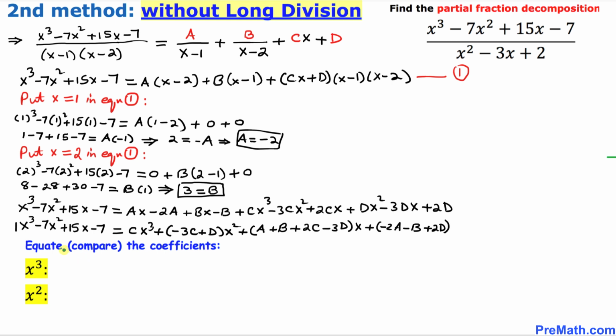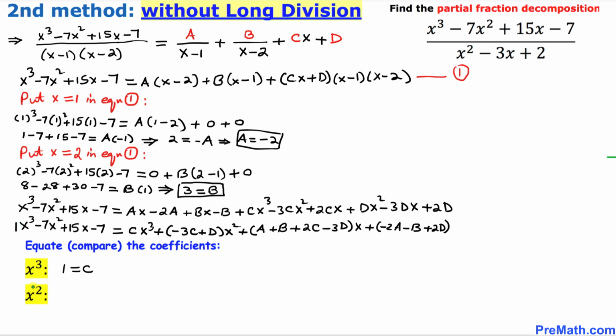And in this next step we are going to equate, or sometimes we call it compare, the coefficients on both sides of this equation above. So let's compare the coefficients for x power 3 first. As we can see on the left hand side, the coefficient of x power 3 is 1. On the right hand side it is c. Let's equate that one. So that is going to give us 1 equal to c.